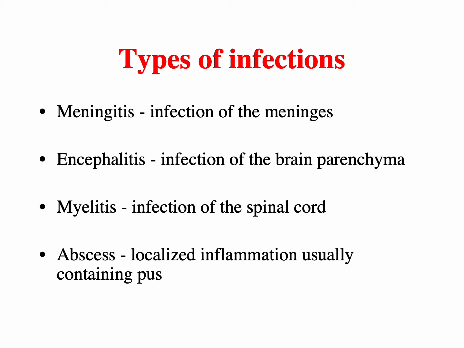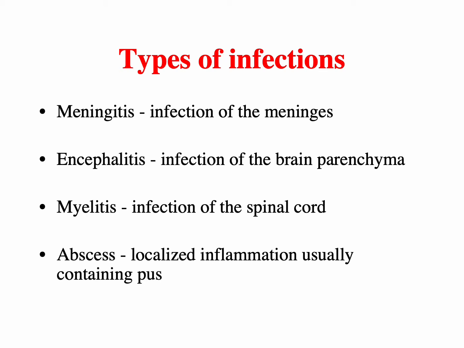So, for example, meningitis refers to infection of the meninges. Meninges is the membrane that covers the brain or the central nervous system. Encephalitis is infection of the brain parenchyma itself, and myelitis refers to infection of the spinal cord. You may not be familiar with myelitis, but you have probably heard about the term polio. Polio is actually short for poliomyelitis. So that is an infection of the spinal cord.